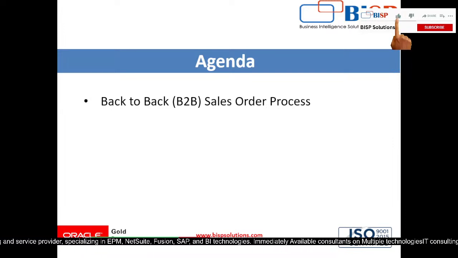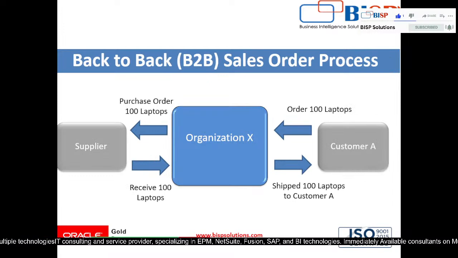Because our instance gets refreshed, all our previous setups get refreshed also. So we will only navigate to that particular setup, because most of the things we have already done in our previous sessions. We will see some required setups for the back-to-back sales order process, and based on these setups, we can perform these tasks. So let's see what the back-to-back, or B2B, sales order process is.